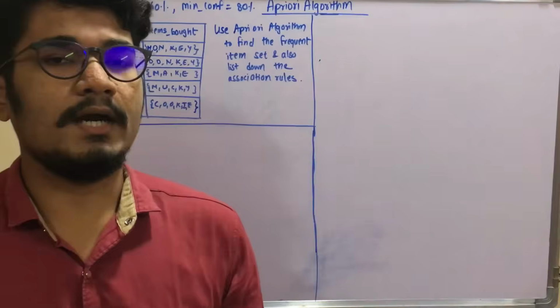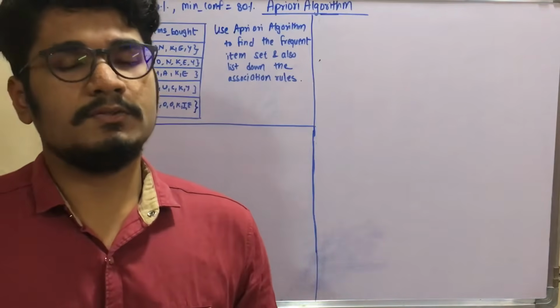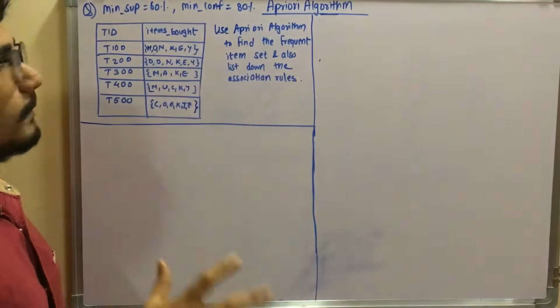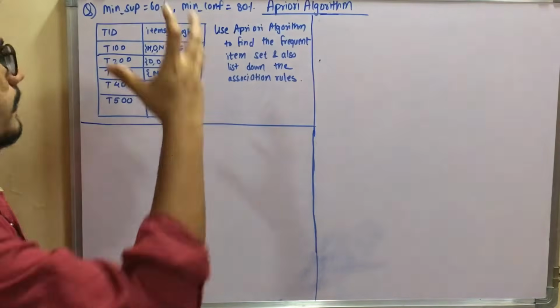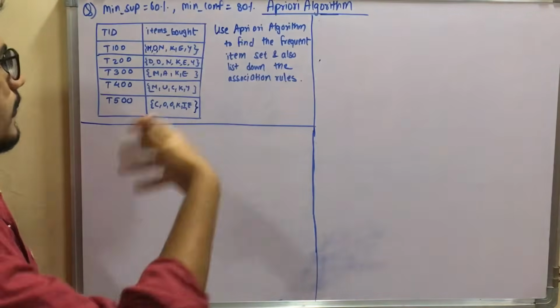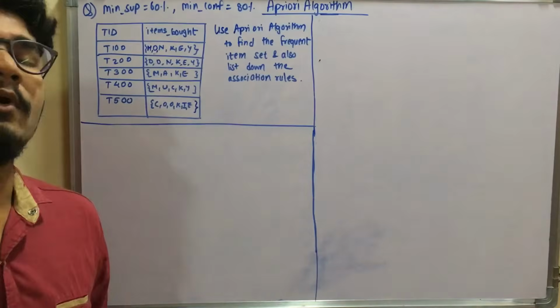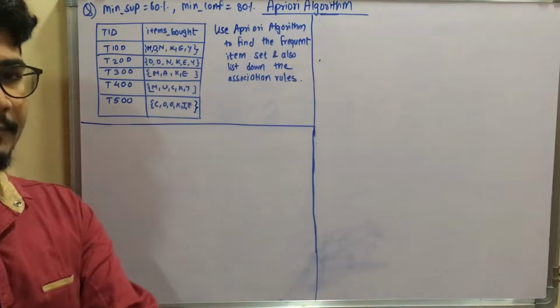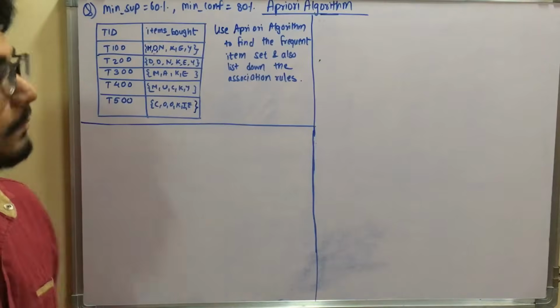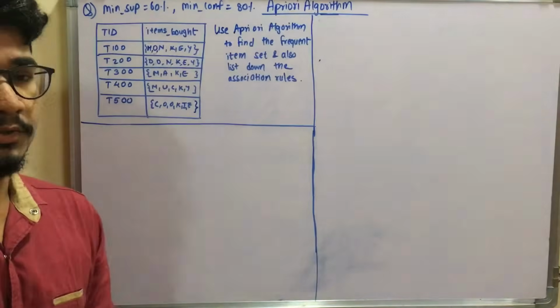So let's understand how to solve the Apriori algorithm in data mining. So stay tuned. The problem goes this way. You have been given the minimum support as a percentage, that is 60%. It can vary for different problems. Then you have been given the minimum confidence, 80%. For the time being, you just have to ignore the minimum confidence while solving the problem. We'll see that later when we do the association rules.